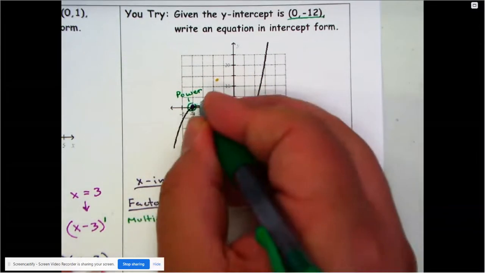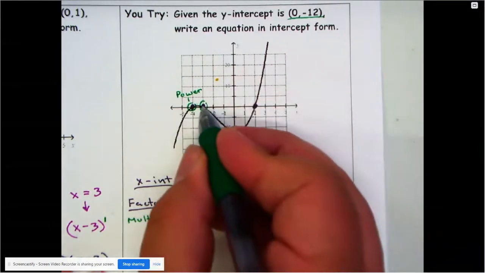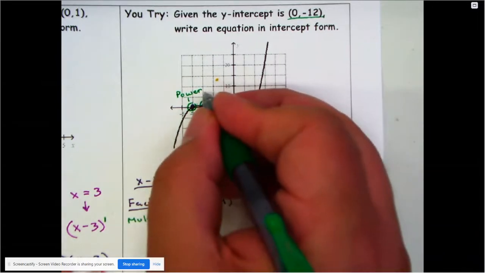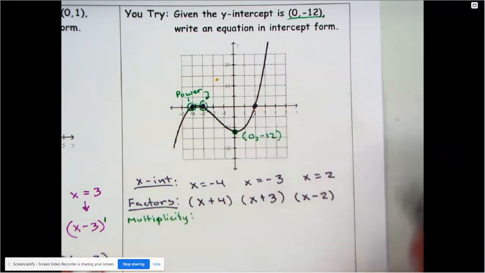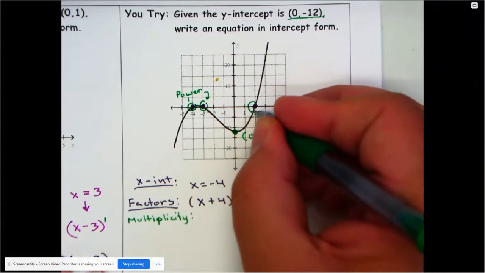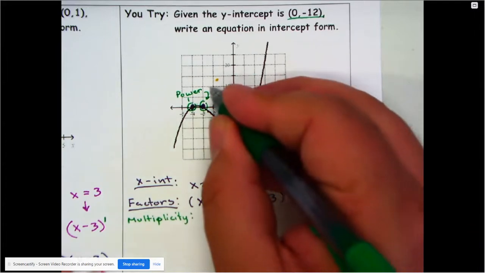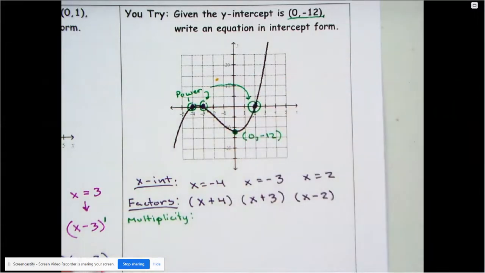When I look at this one, notice same thing. It was coming from the top, just barely, and then it went right down to the bottom. This is a power of 1 also. And then over here, when I zoom into this one, look at the multiplicity. There's no bounce back here either. It's going right through it in a very linear form. All of them are powers of 1.